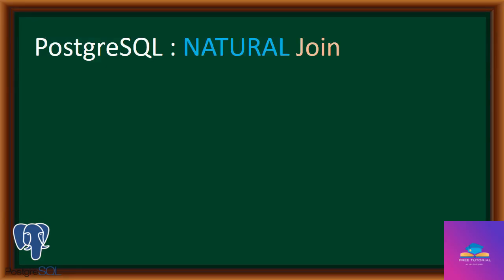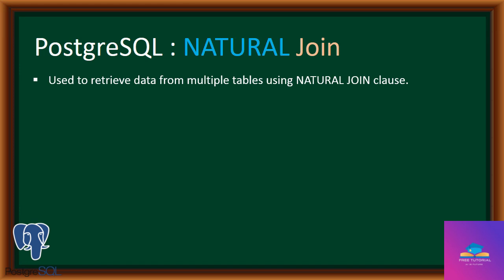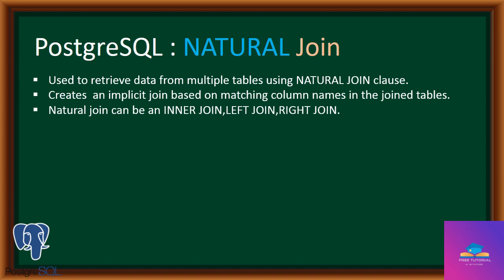In this lecture, you will learn how to use the Postgres natural join to query data from two or more tables. A natural join is a join that creates an implicit join based on the same or matching column names in the joined tables. Natural join can also be an inner join, left join, or a right join.